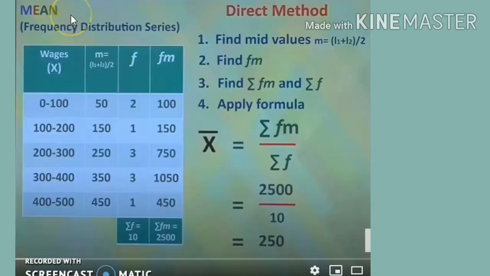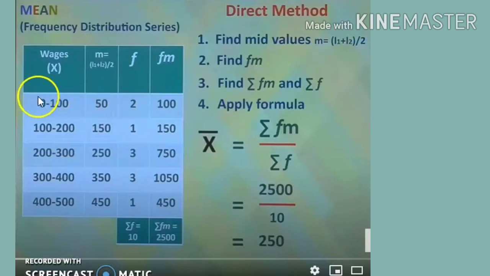The series you are going to find is a continuous series, and thus you will be finding first by the direct method. So first are the mid values that you are going to find. So m is denoted as mid value. So how will you find mid value? M is equal to L1 plus L2 divided by 2, that is, the lower limit plus the upper limit divided by 2.